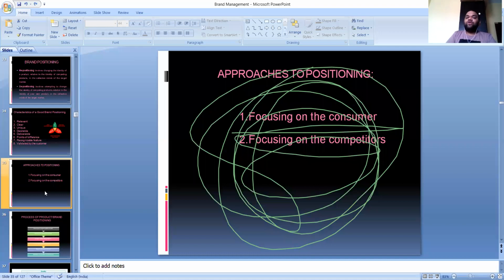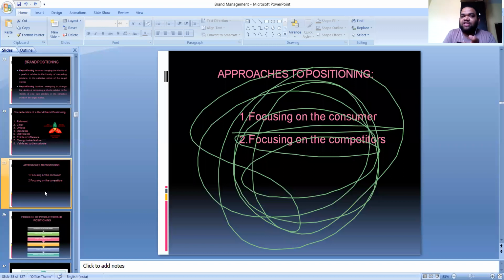Coming to the first one, focusing on the consumer means, while you want to position any product or brand in the targeted customers' minds, first of all we have to focus on the consumer's or customer's wants, whatever they need, whatever they desire. Why this focus? Because whenever you are designing a product, you are focusing on a consumer, because you are introducing a product based on the consumer's wants or desires. So the first approach of positioning is focusing on the consumer.